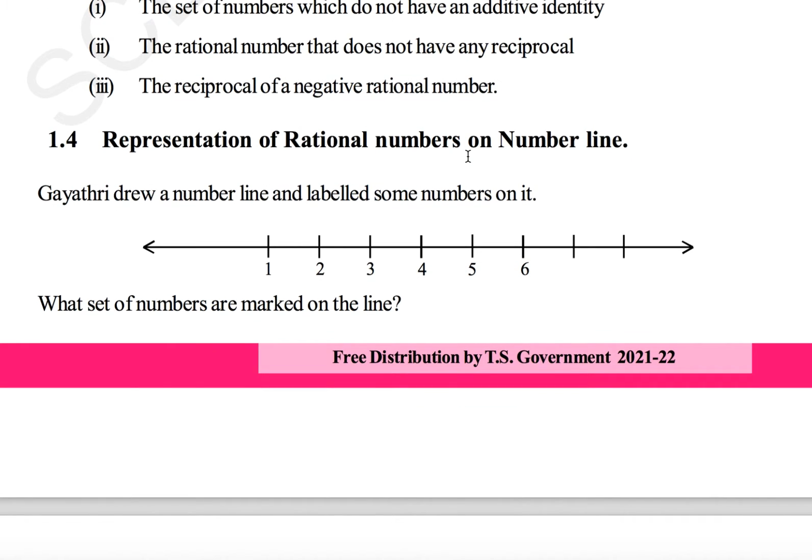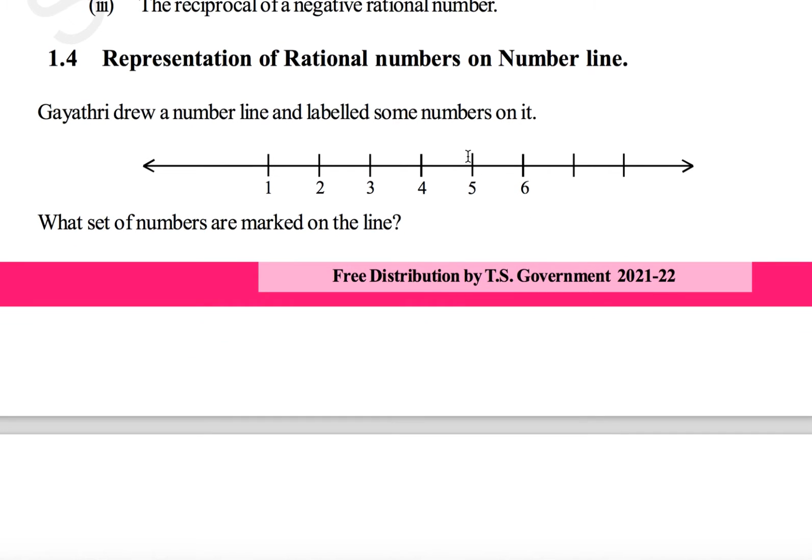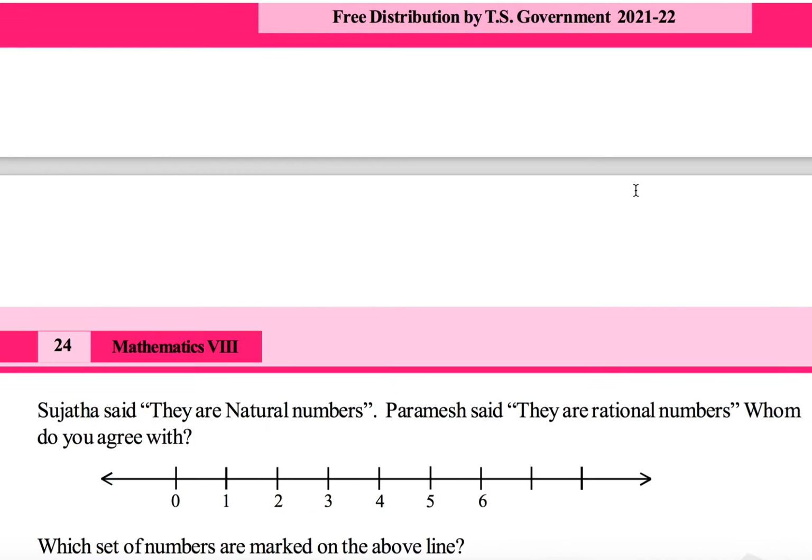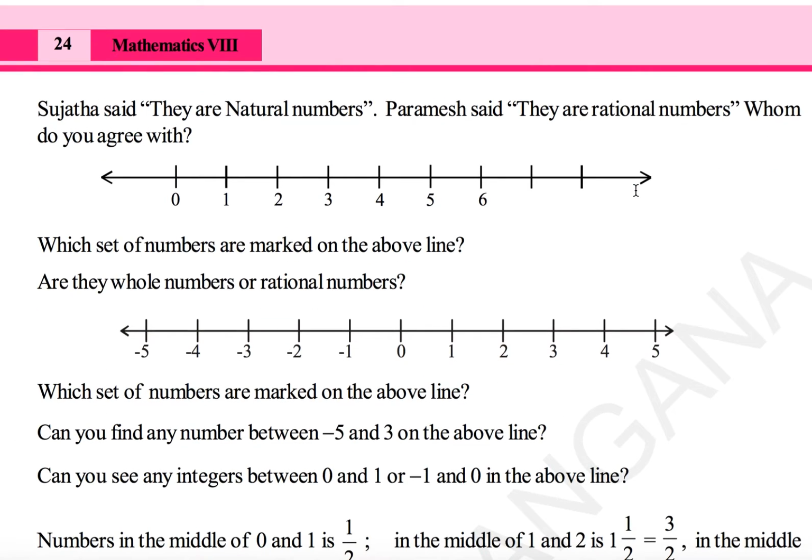Representation of rational numbers on the number line. Gayatri drew a number line and labeled some numbers on it. What set of numbers are marked on the line? Sujata said they are natural numbers. Parmesh said they are rational numbers. Whom do you agree with?